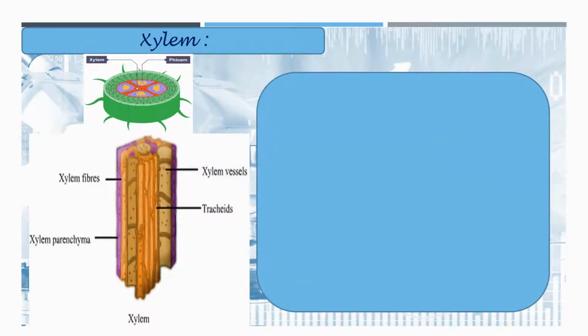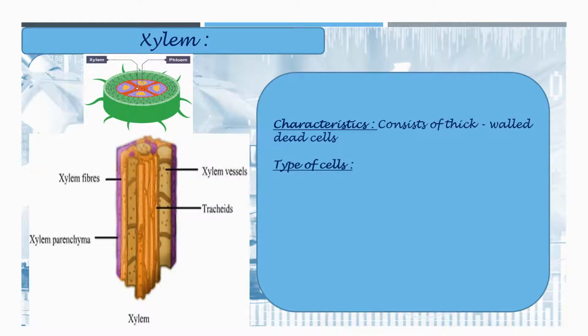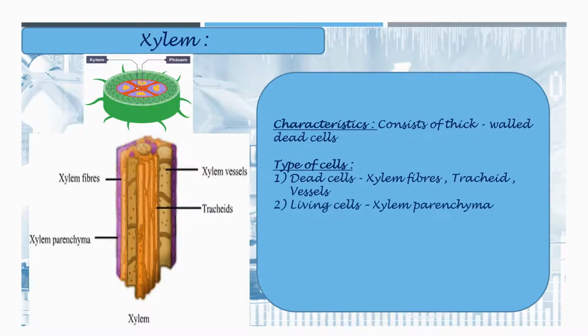Xylem is a type of vascular tissue present in plants, and the main characteristic of xylem is it consists of thick walled dead cells. Xylem also consists of xylem fibers, tracheids and vessels, which are the dead cells, and xylem parenchyma, which are the living cells. Now students, tracheids are the dead tube-like cells with a tapering end, and they are present mostly in gymnosperm and lower angiosperm.